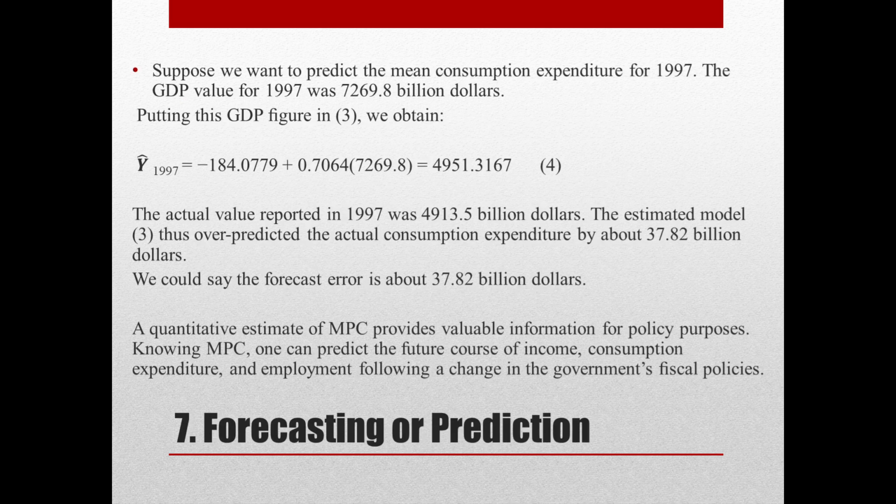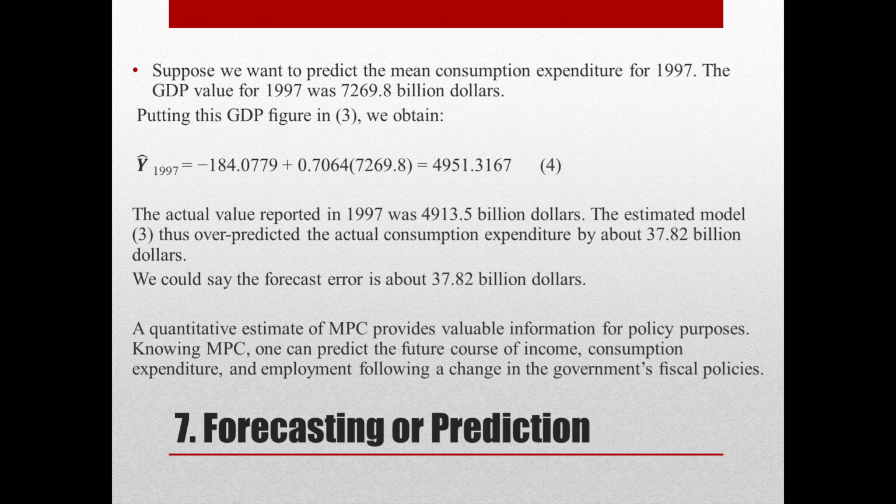So next is forecasting or prediction. If the chosen model doesn't refute the hypothesis under consideration, we may use it to predict the future values of the dependent or forecast variable Y on the basis of known or expected future values of the explanatory or predictor variable X. That is, if we found that the value of MPC, which we found as 0.70, is statistically significant, that is, it is not refuting the hypothesis of Keynes, then we can use that model for forecasting and future prediction, right?